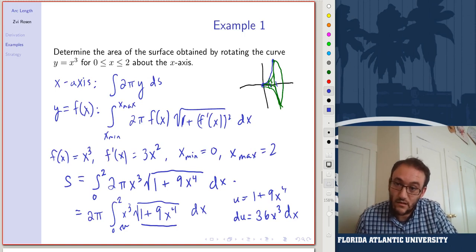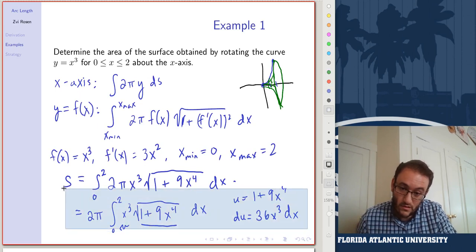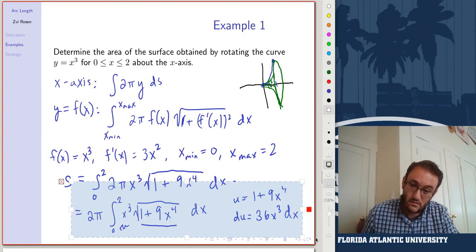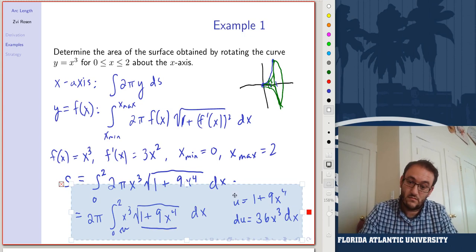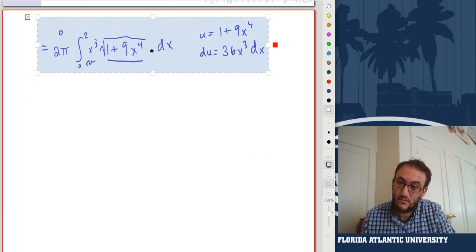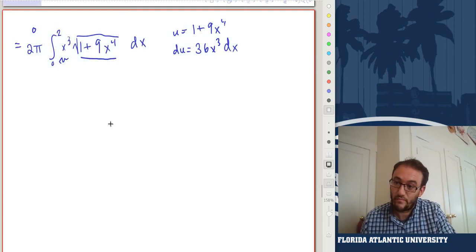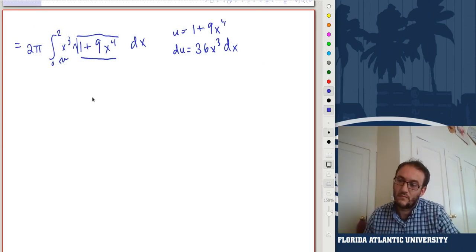Okay, so let's grab this integral along with the u substitution. Apologies. Let's return to the drawing tool.